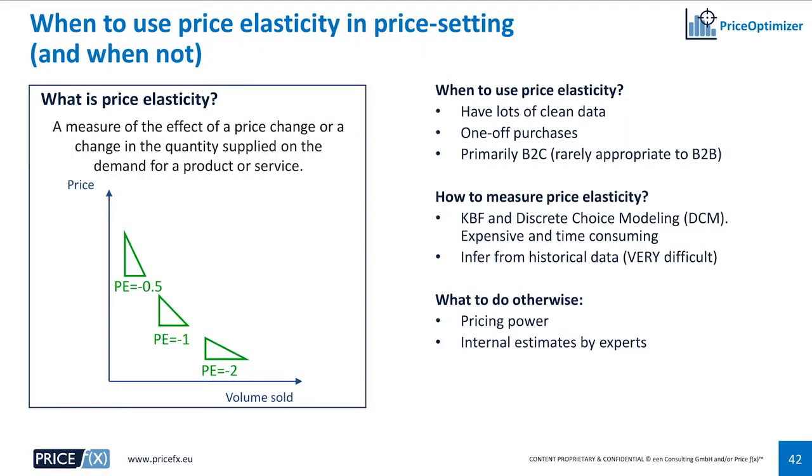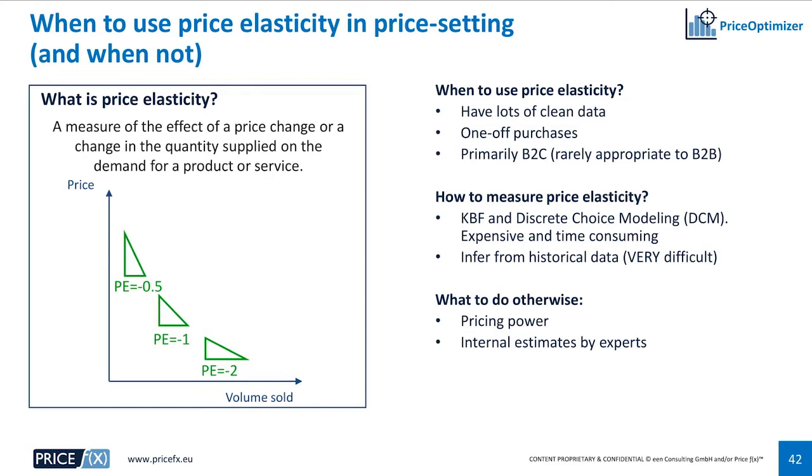Price elasticity then is a bit of the gold standard, but it's very hard to do in B2C, right? Price elasticity is, if I raise the price, what will happen to the volume? If I lower the price, what will happen to the volume? And something has a price elasticity of -1. It's always negative if when you raise the price, the volume goes down. If I raise the price by 1%, I lose 1% of volume.